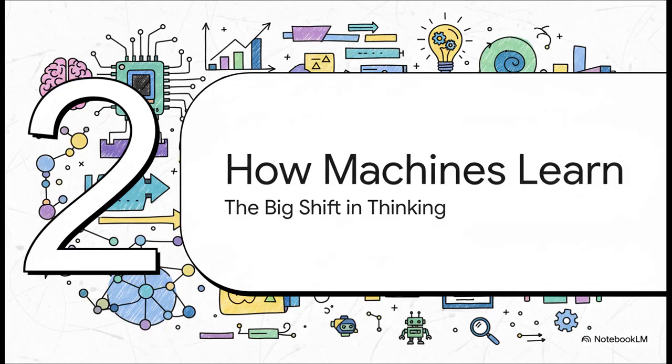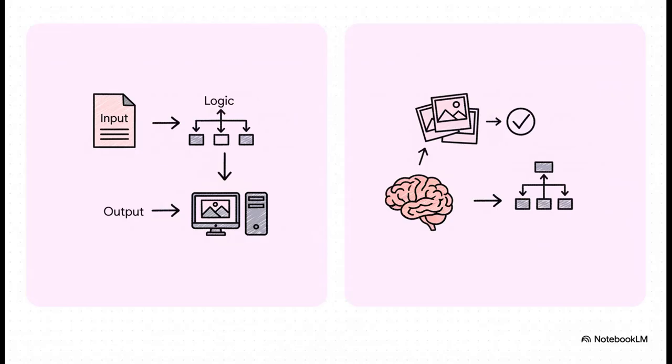So what does it actually mean for a machine to learn? It's not just some buzzword, you know. It represents a massive, fundamental shift in how we tell computers what to do. And this right here, this is the core revolution. On the left, you've got old-school programming. We humans write all the rules. But look at the right.